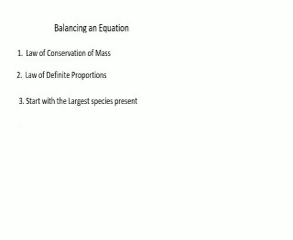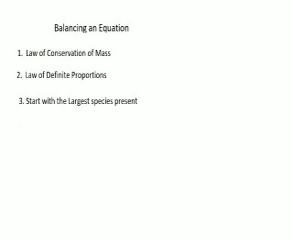The first rule, of course, is the law of conservation of mass. You have to account for all the atoms on both sides of the equation. Every atom in the reactants has to go somewhere in the products. Every atom in the products has to come from somewhere in the reactants. Second, the law of definite proportions. You can't change the formulas of the compounds as a way of balancing the equation. You have to use the compounds as their formulas are written.